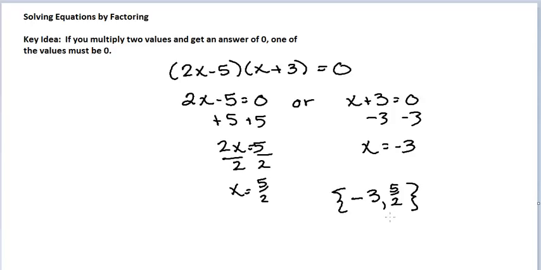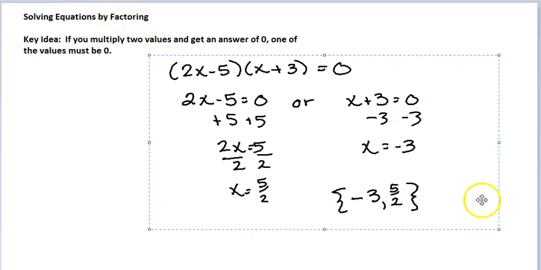So whenever you're solving equations that are already in factored form, in other words, you have two things being multiplied and getting an answer of 0, you just set each piece equal to 0 and solve. Now I'm going to erase this so I can show you another one. This one's going to have 3 parts to it.